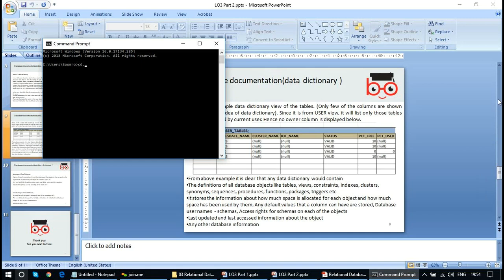Are you able to see the slide? No, it's still on the DOS window. Okay, that's fine. So we discussed the advantages and disadvantages of the data dictionary, and I explained how it looks. It gives the exact storage structure and naming structure of the database. That was part 2 of learning outcome 3.